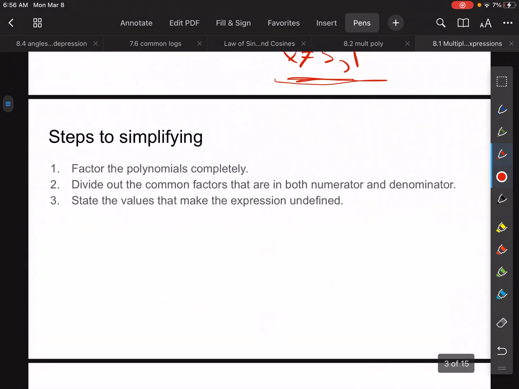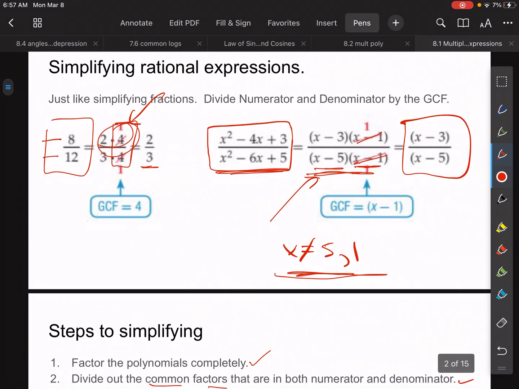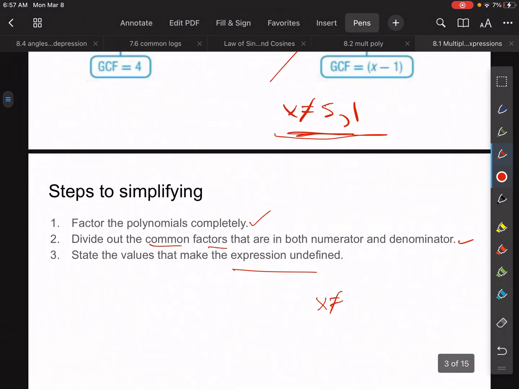So the steps to simplifying: we're going to factor a polynomial completely, we're going to divide out the common factors that are in both numerator and denominator, and then we're going to state the values of the expression that make it undefined. So we're going to say things like x cannot equal, like I just showed you here, whatever makes the denominator go to 0.